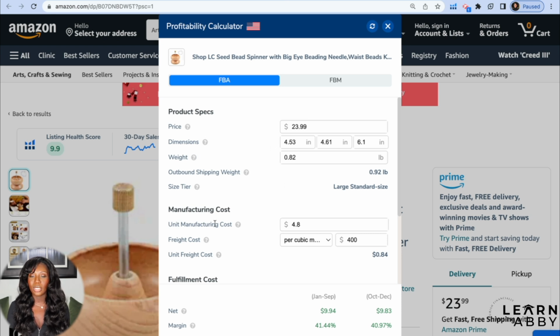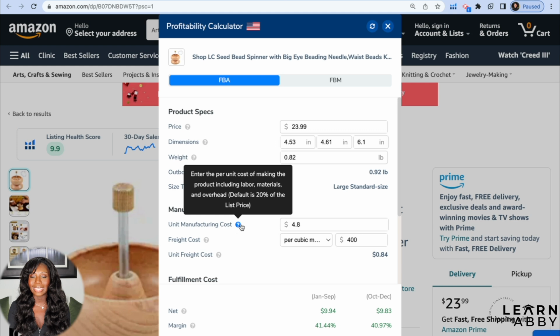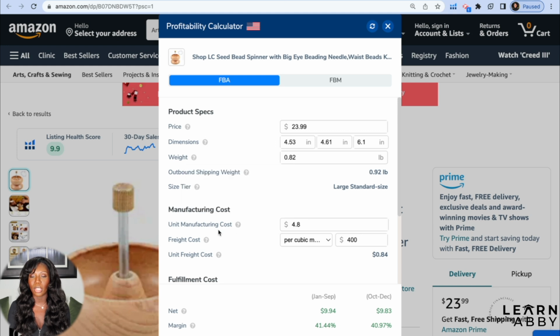And also we can see what Helium 10 estimates the unit manufacturing cost would be. And they're guessing that it's going to be $4.80. So they're guessing a little on the lower side. It's possible that you could get it for this price. But to be safe, I want to go ahead and put in $6 just to account for those higher averages that we saw.